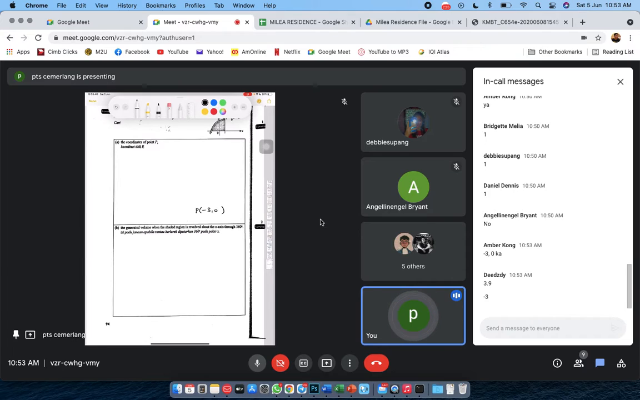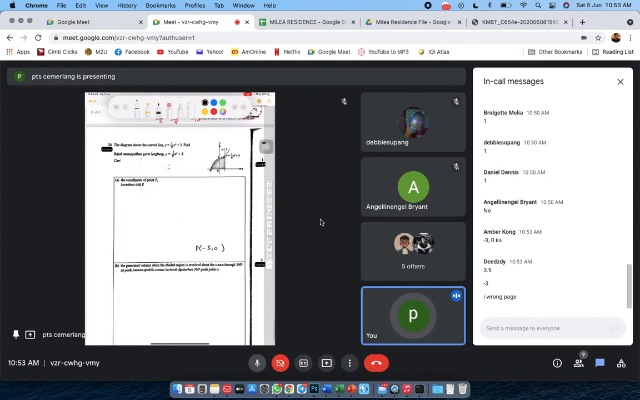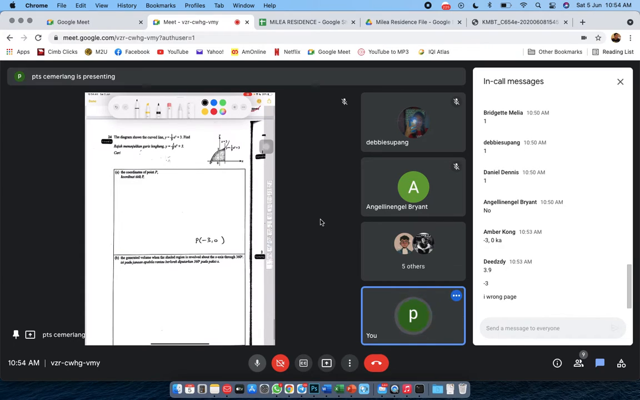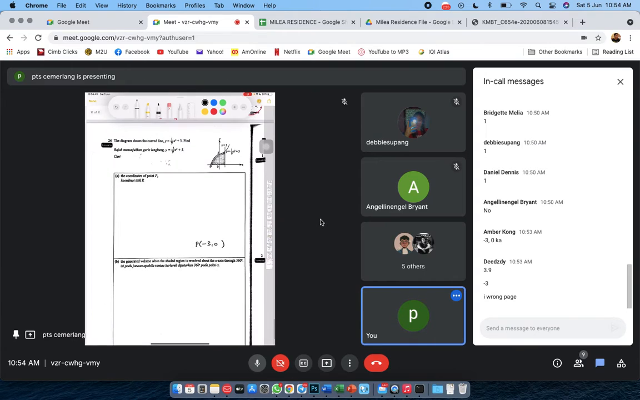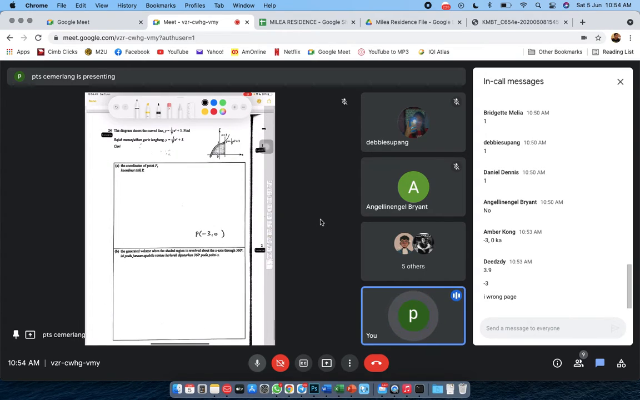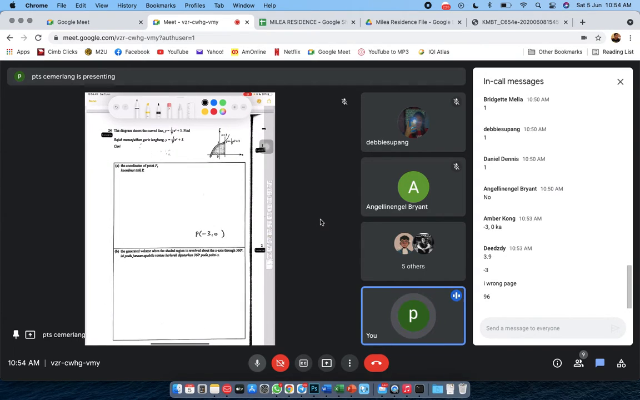Okay, so we want to find the coordinate of P. Same thing here. This one, number 24. Which page are you at lah? Okay, you are at page 95 already. 3.9 is correct. Question number 1 kan? Okay, sorry. That is 3.9 lah. Tak apa lah. So, let us look at this one. Amber, you got negative 30, which is correct. And then, how are we going to get the coordinate of P?